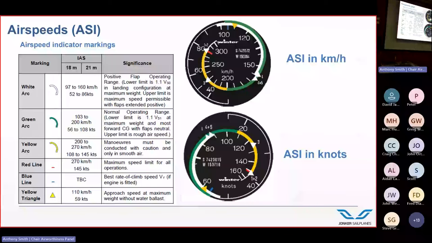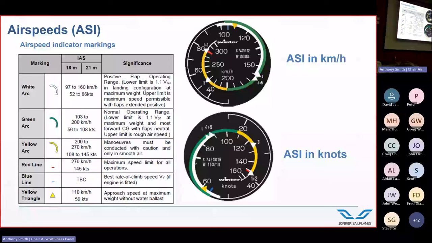The end of the white arc is the maximum speed allowed for either full flap or, in this case, for what flaps were given in that specification. So you see the white arc ends here with flap 4 and 5, at around 90 knots, or in kilometers an hour, about 160. So at landing flap, the maximum speed is 160 kilometers an hour. You can almost think about it as your red line speed with full flap. So the end of the white is actually a red line with a certain flap condition, which makes it an important factor that you have to consider when flying with full flaps.